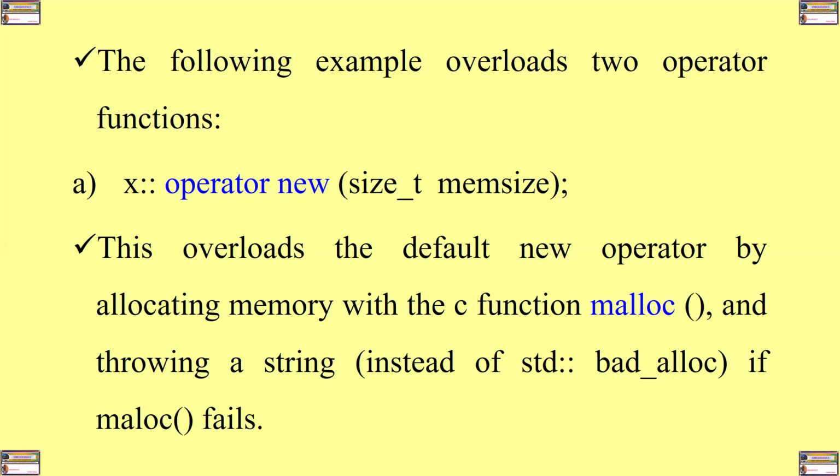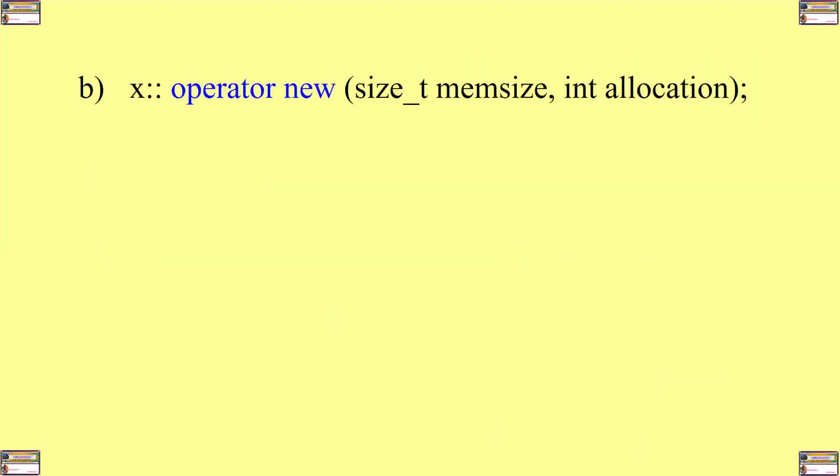So you can see we are using the reserved word operator and the new function. And we have size_t, which we have already discussed. And of course, mem_size is the name of our variable. You can call it an identifier if you want to.